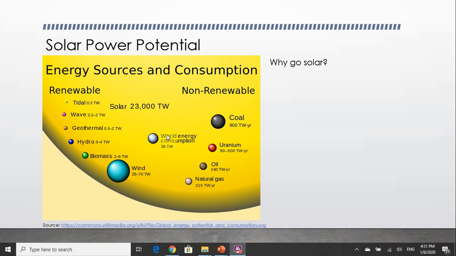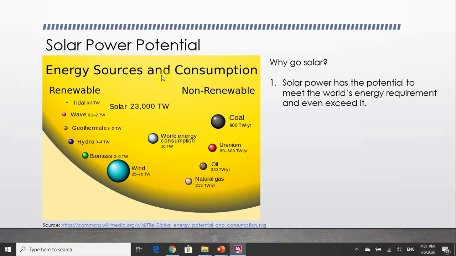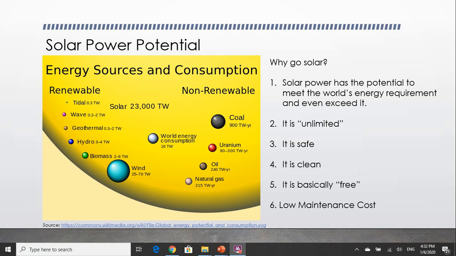So why do we need to switch to solar? Well, number one, as you can clearly see in the photo, solar power has the potential to meet and even exceed the world's energy requirement. Number two, it is unlimited as long as our sun is shining. Number three, it is safe. Number four, it's a clean energy. Number five, it is basically free. And number six, it doesn't cost much to maintain.